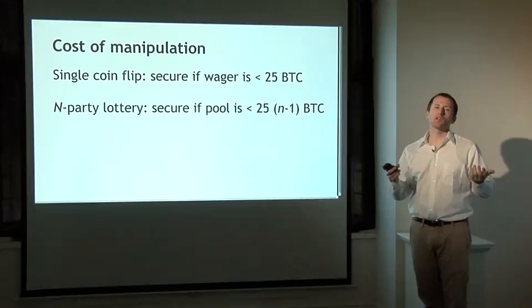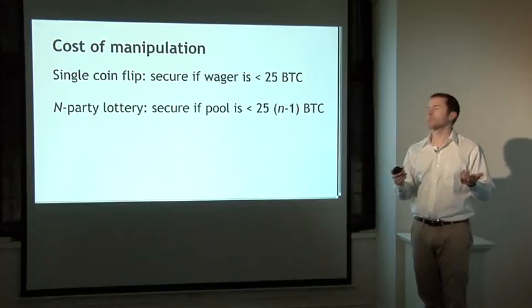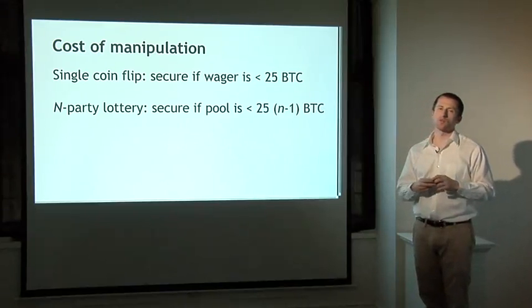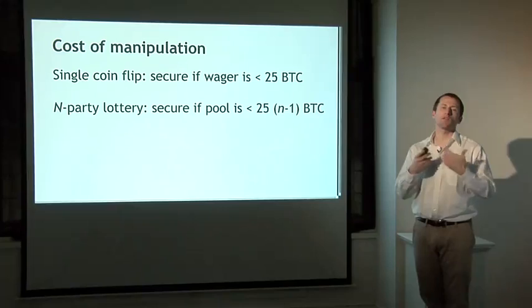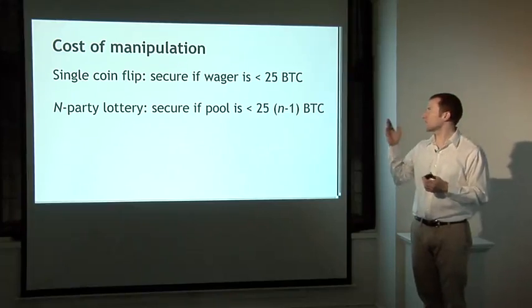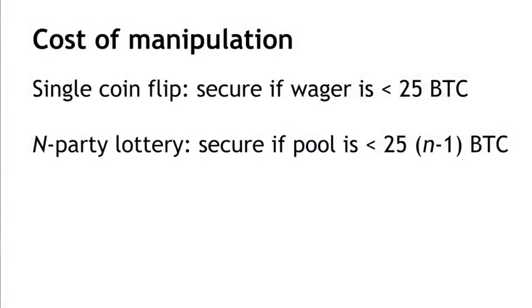And if you have an n-party lottery where it's fair between all n parties, it's going to be 25 times (n minus 1) Bitcoins. So this process will be secure as long as the amount that you're betting is less than that cost of manipulation. So essentially, if two people want to have an even odds bet, and they want to use Bitcoin as the source of randomness, this is going to be secure as long as they've wagered less than 25 Bitcoins, or again, about $15,000.